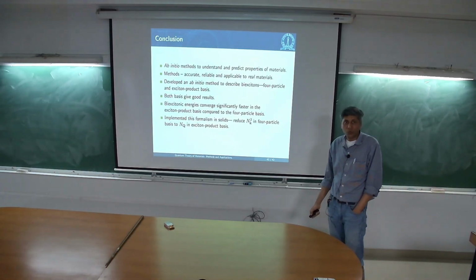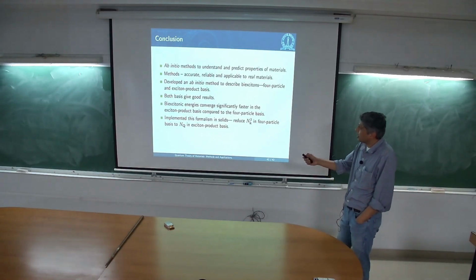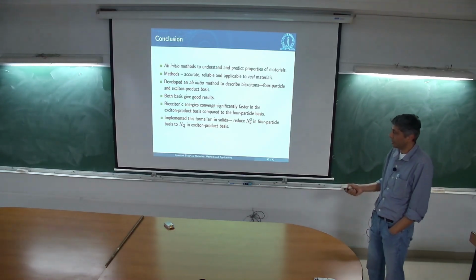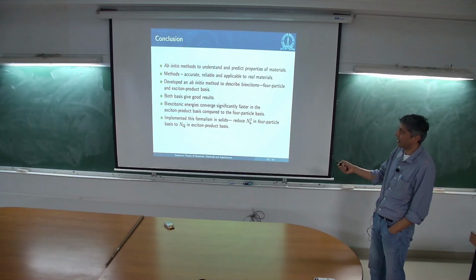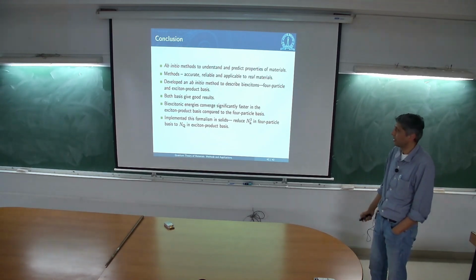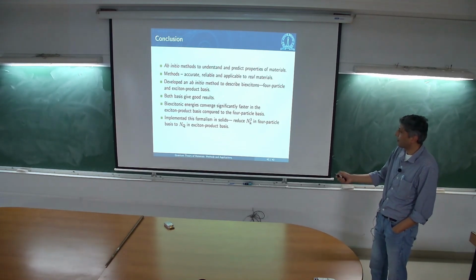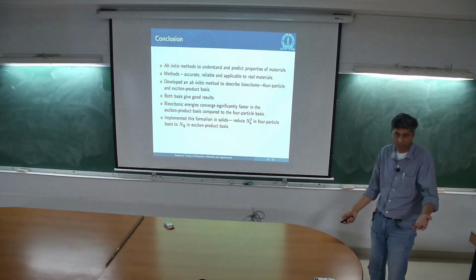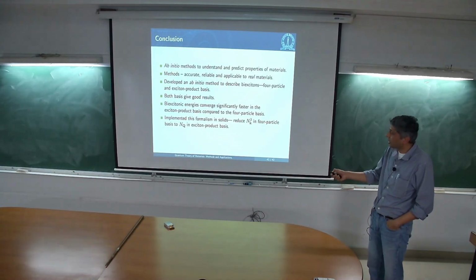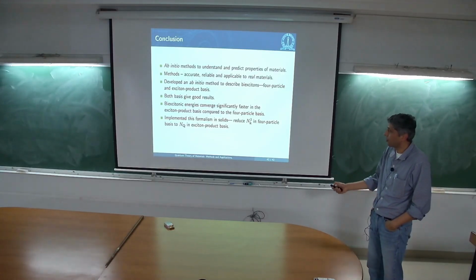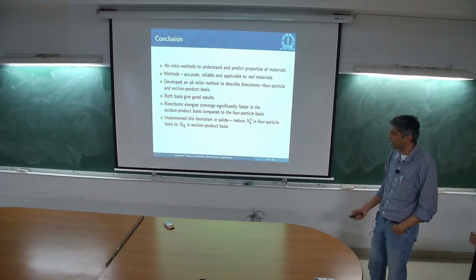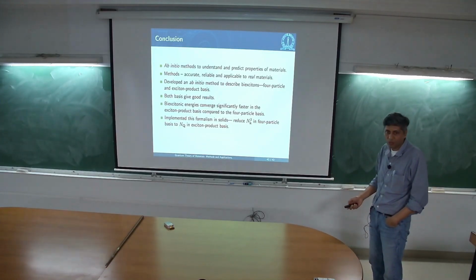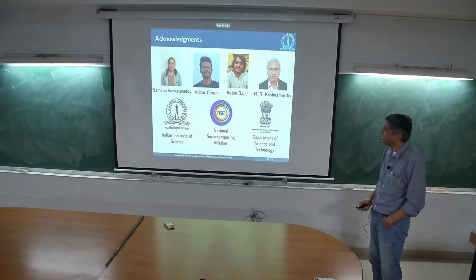Okay, so in conclusion, I hope I have convinced you that ab initio methods can be used to understand and predict properties of materials. I have shown you that these methods are accurate, reliable and applicable to real materials. We have developed an ab initio method to describe biexcitons in the 4 particle and exciton product basis. Both give good answers, but the biexcitonic energies converge much faster in the exciton product basis than in the 4 particle basis. We have implemented this in solids, and we are in the process of trying to wrap this up.